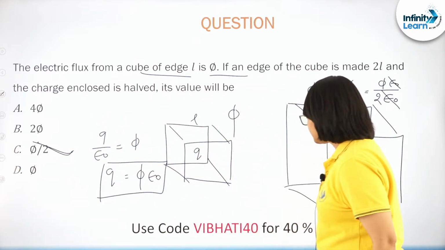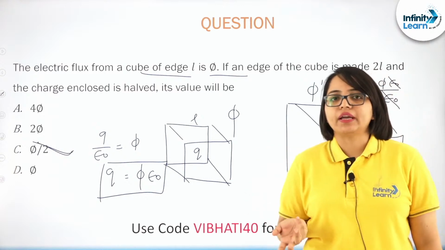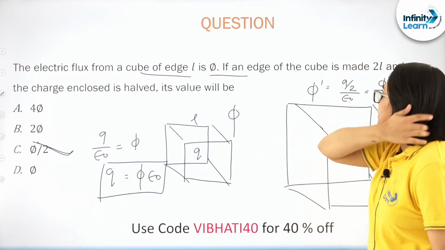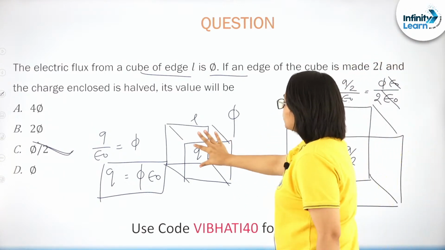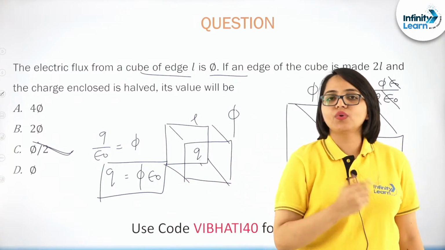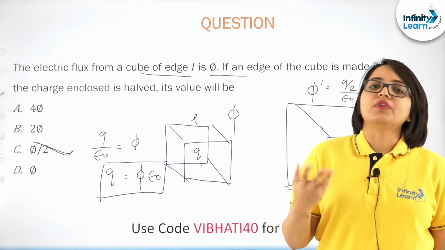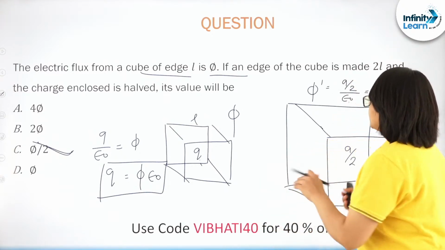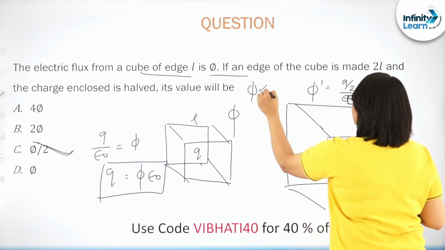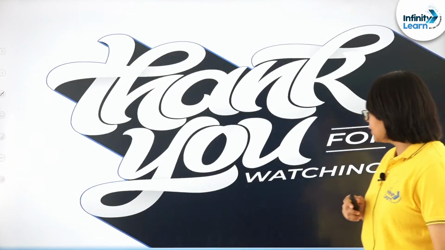Basically, what is the size of the cube, उससे हमें फ़र्क नहीं पड़ता. We just need Q enclosed. Q enclosed अगर Q है तो फ्लक्स phi हो जाएगा. Q enclosed को आधा किया तो फ्लक्स भी आधा हो जाएगा. Q enclosed को डबल किया तो फ्लक्स will be doubled, right? Because flux is directly proportional to Q enclosed. I hope this is clear, right?